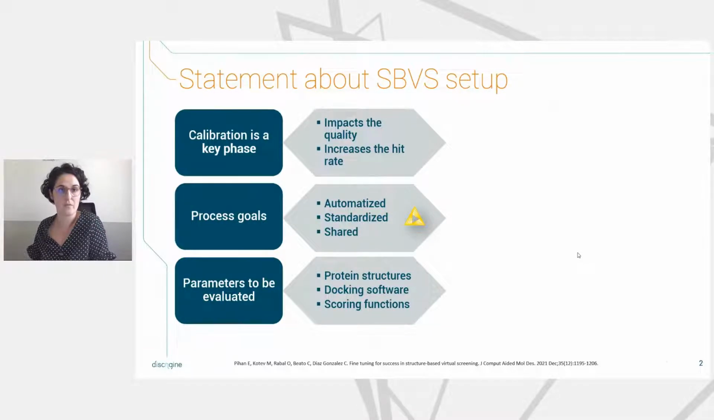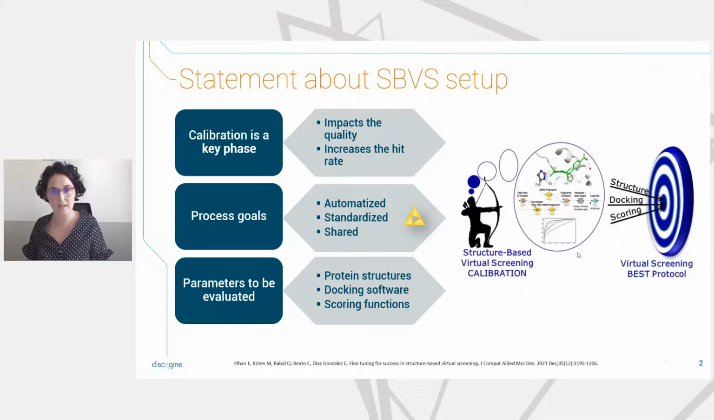The calibration of structure-based virtual screening is really a key phase because it will impact the quality of the following SBVS. And by the way, it should also increase the hit rate. The goal of the calibration process is to be automatized, standardized, and shared. It's why KNIME is really a nice platform to develop this type of process. Finally, the evaluation of different parameters should permit choosing the best protocol, I mean the best combination of protein structure, docking software, and scoring function for the real SBVS campaign.